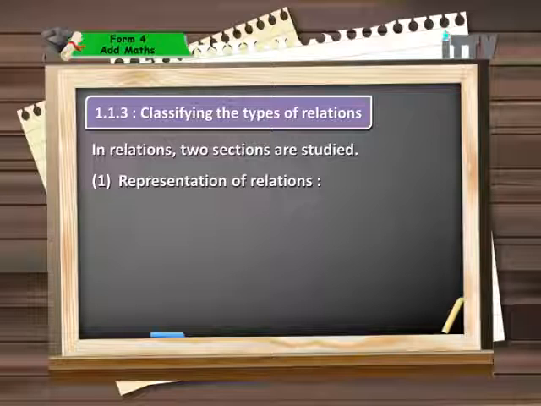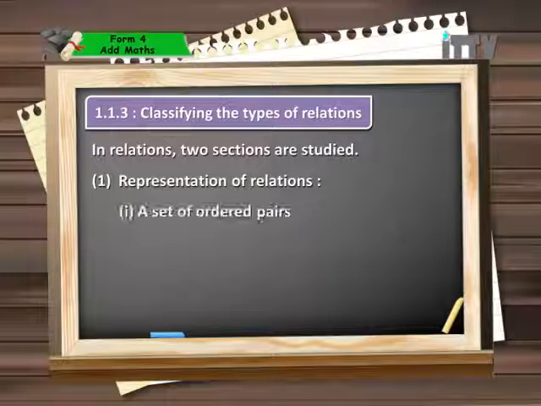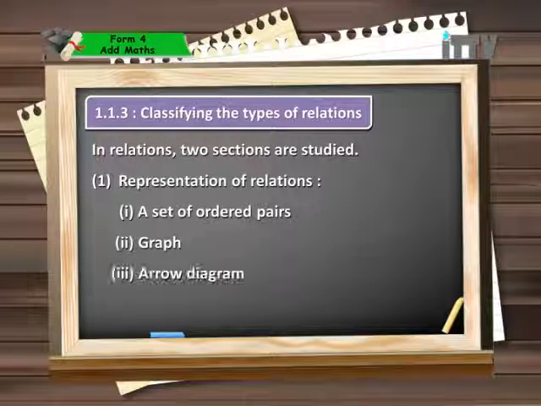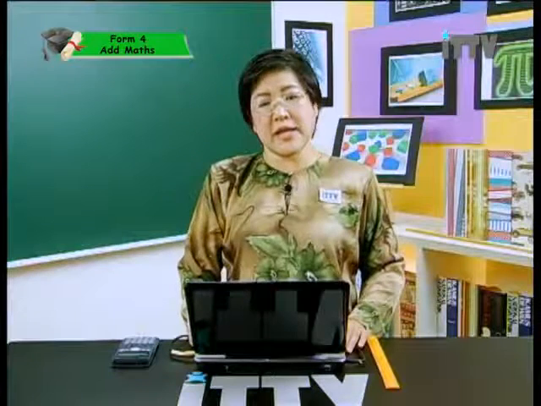Firstly, representation of relations, and that can be done in three ways. Either Part 1, through a set of ordered pairs, or Part 2, represented through a graph, or finally, through an arrow diagram. Now viewers, these have already been discussed in our first lesson previously. Let's move on to the next thing that we're going to study.